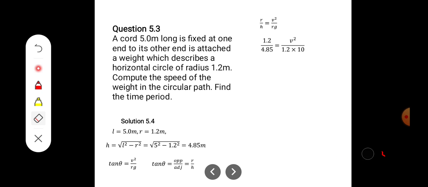Okay, so let's continue with what we've done. You can see that v squared, making v squared subject of the formula, will be 1.2 times 10 divided by 4.85, and that will give us 2.97. If we continue, v is the square root of 2.97, and that will give us 1.72 meters per second. That's the value for v.